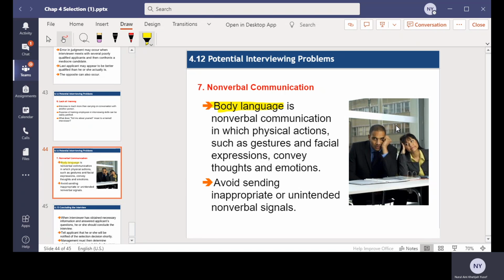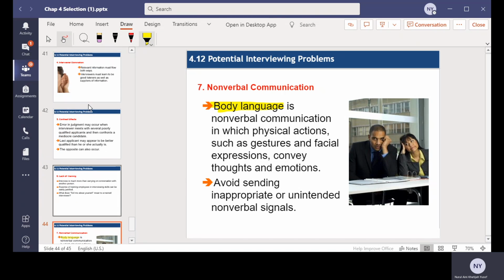All right, so that will be the 7 problems that might happen during the interviewing. The problem can be from the interviewer and also the interviewee, but most of the problems that have been highlighted here are from the interviewer.